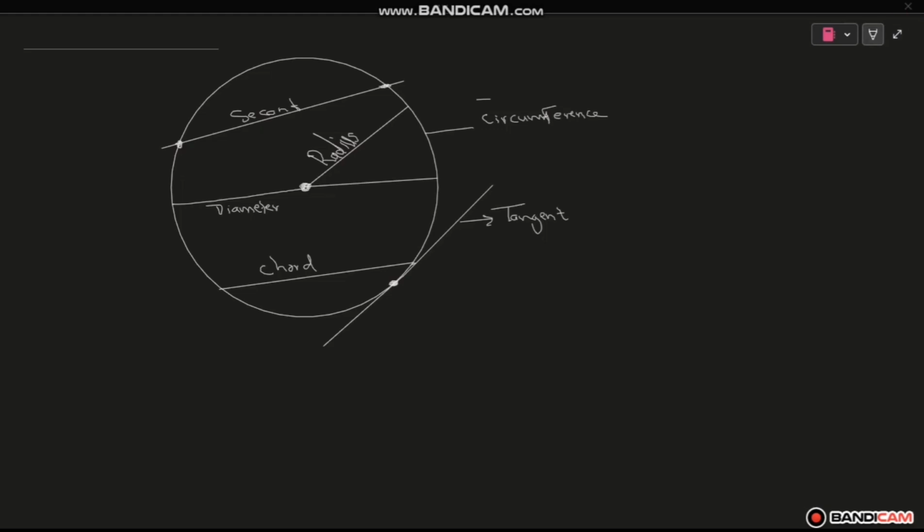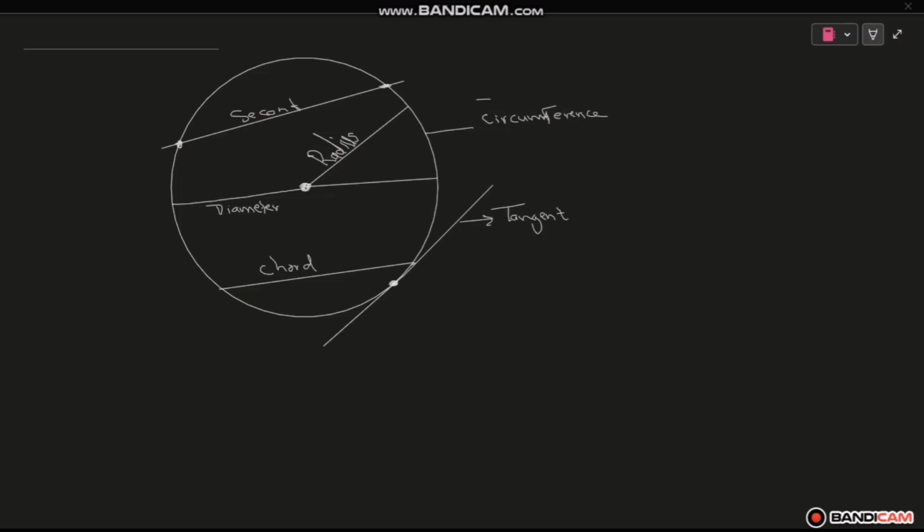We are doing Euclidean geometry, known as circle geometry. So you must know these terms or terminologies. The outer part of a circle, that's the circumference. Then a line drawn from the center to the circumference is known as a radius, as it is written there. The center is that white ball there.